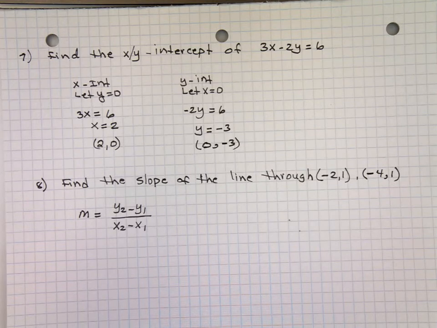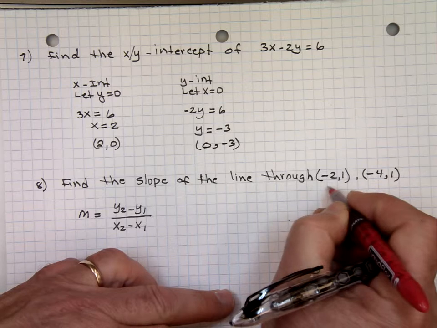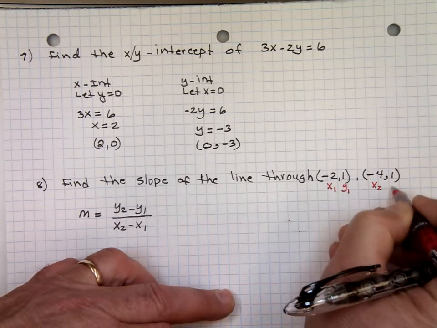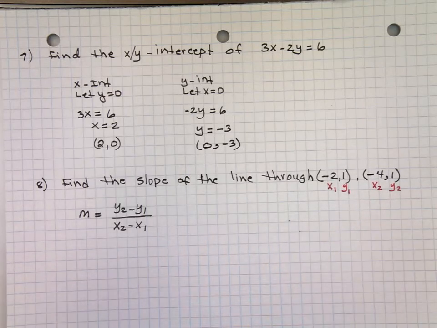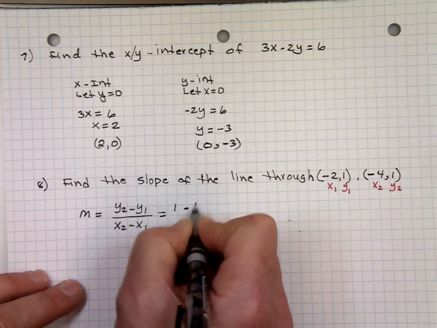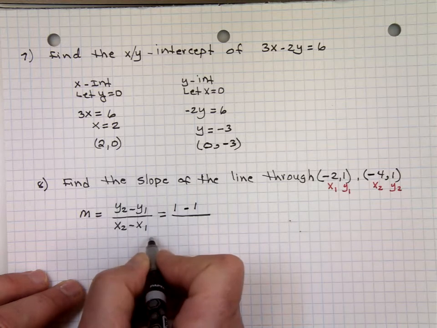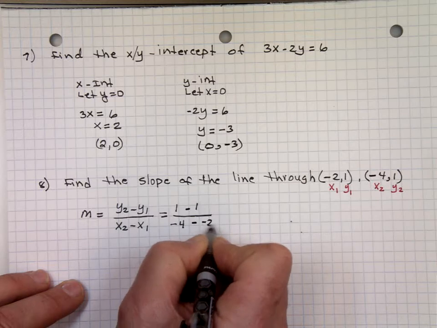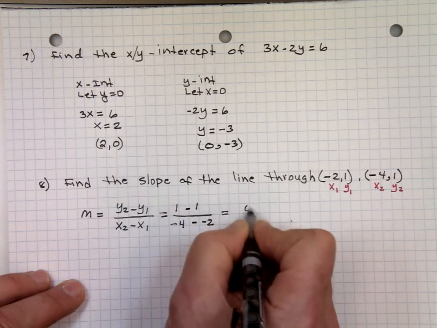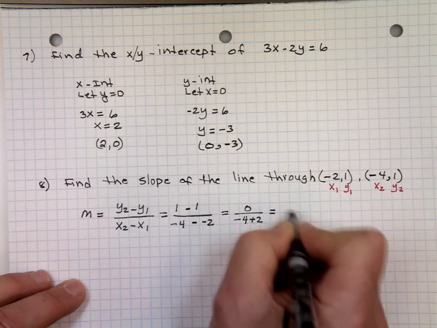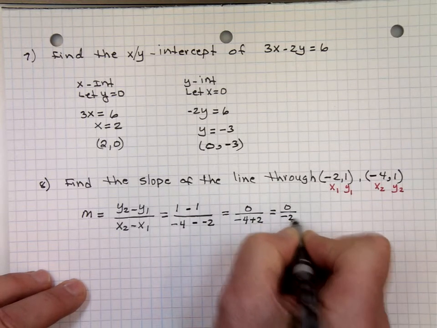Doesn't really matter which one, so I'll call the first point point 1, then this is x1, y1, x2, y2. What is y sub 2 minus y sub 1? Y sub 2 is 1 minus y sub 1, which is 1, over negative 4 minus negative 2. 1 minus 1 is what? 0. Negative 4 plus 2. 0 over negative 2, which is what?